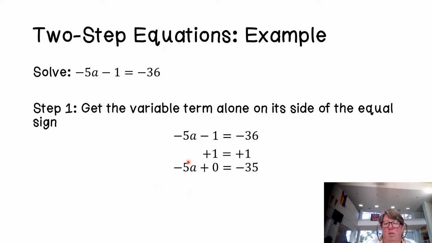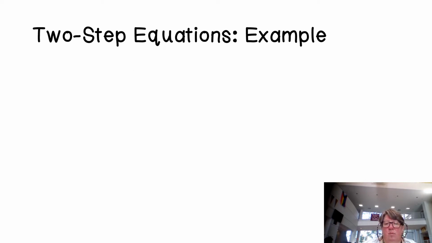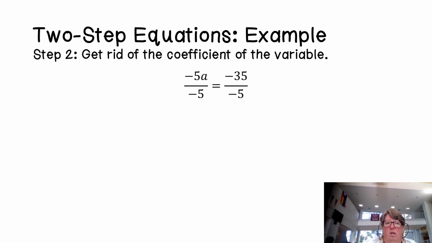And that becomes -5a = -35. So now we have a one-step equation. Step 2 is to get rid of the coefficient of the variable. So we're going to divide both sides by that coefficient, which is -5. And when we do that, -5 divided by -5 becomes 1. And we end up with a = 7.